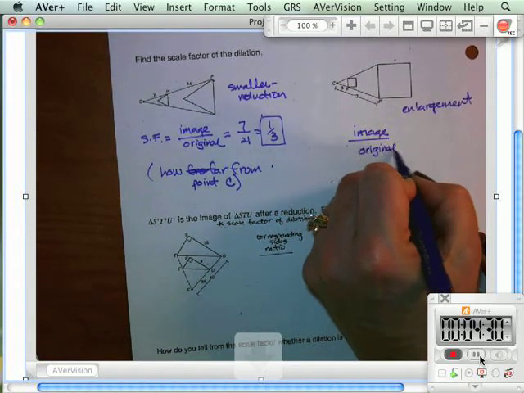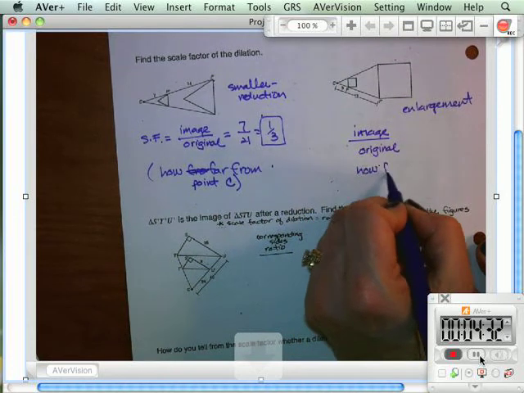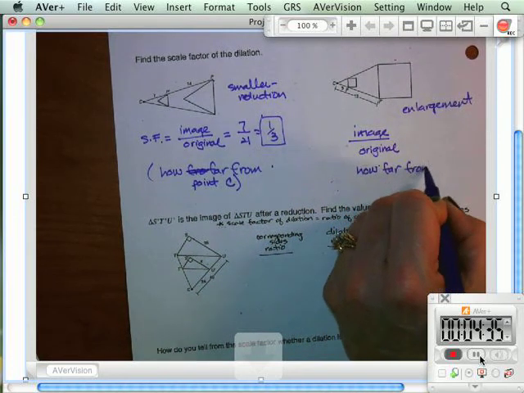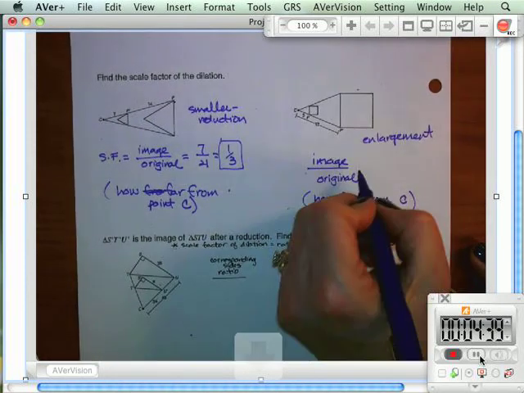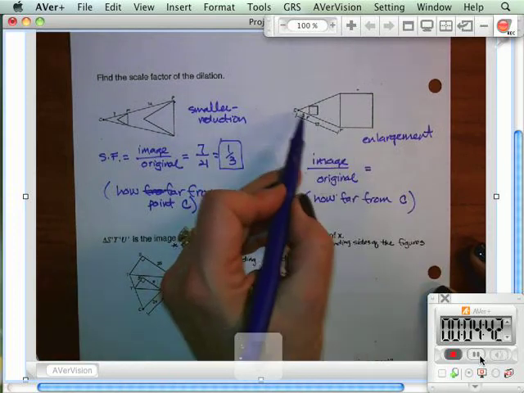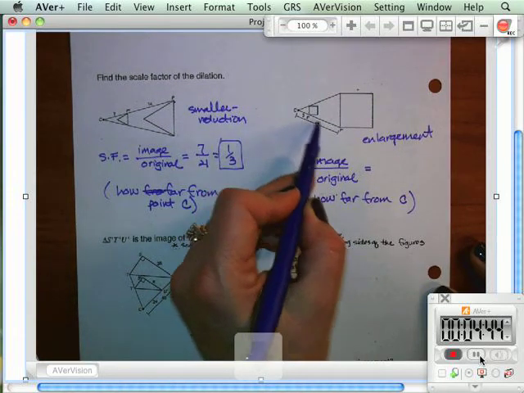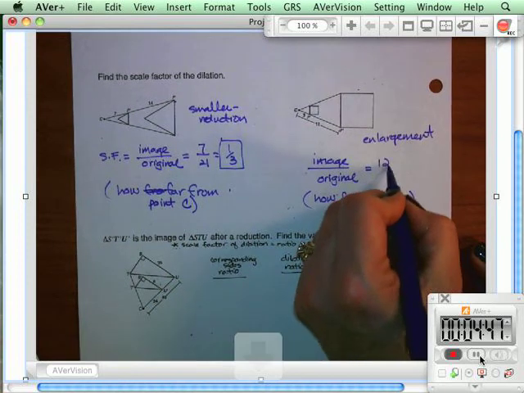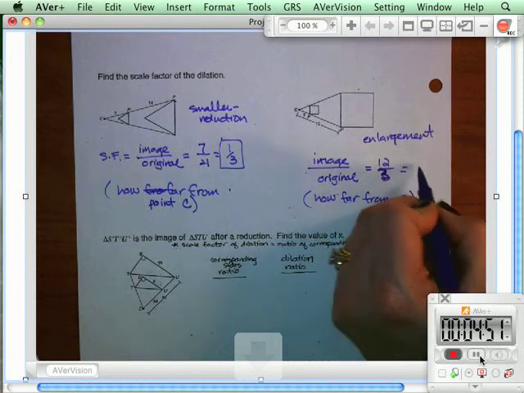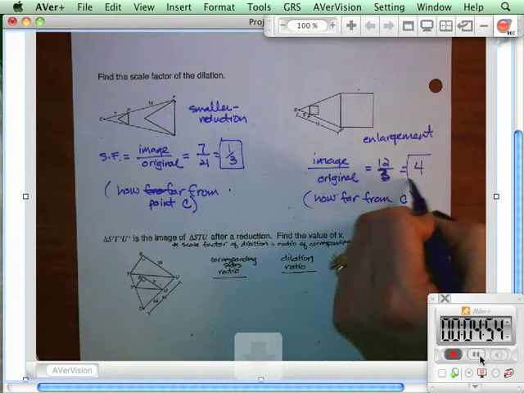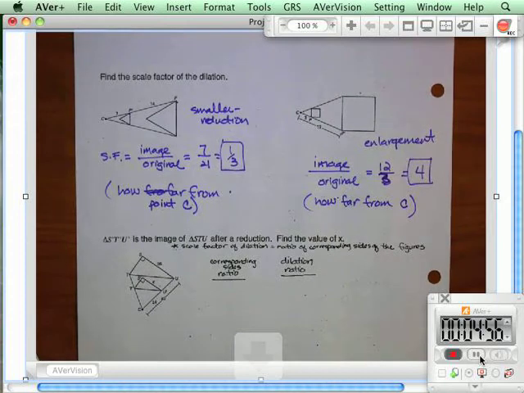How far from C? That's what you're looking for. So how far is one of the image points from C? 12, that's the only one I know, divided by the original, which is 3. So what's my scale factor? 4. Is that bigger than 1? Yes, it has to be bigger than 1 if it got bigger. You with me so far? Okay.